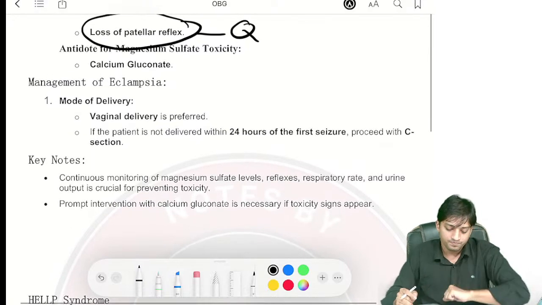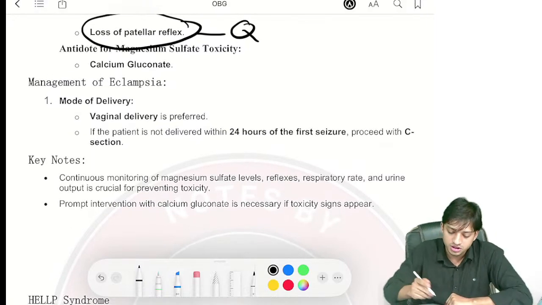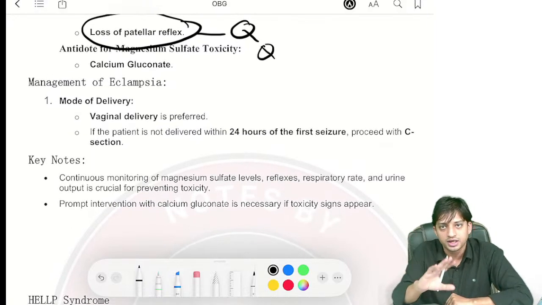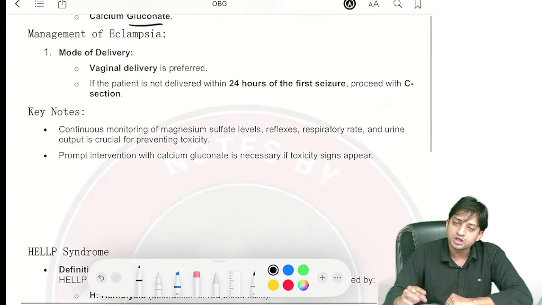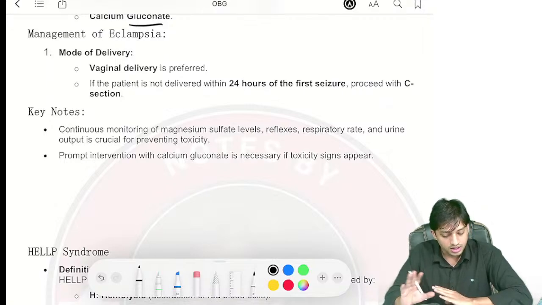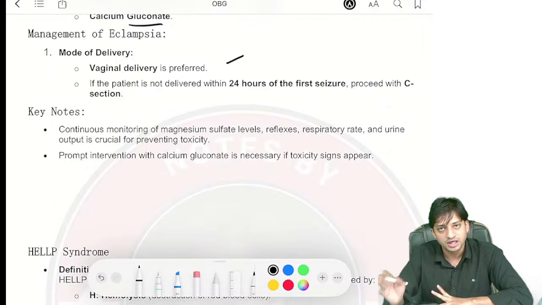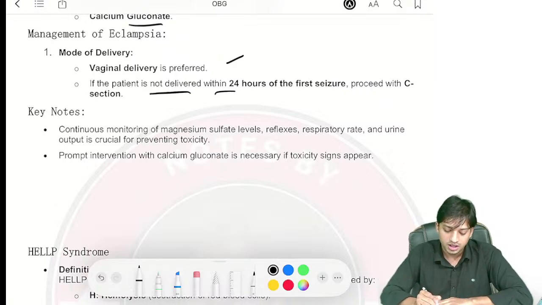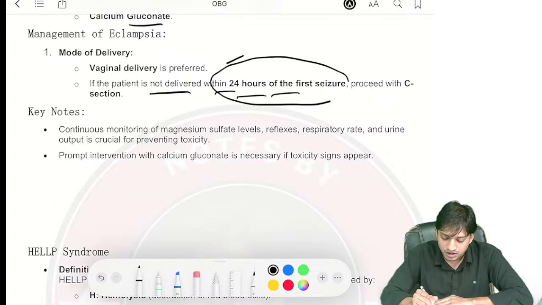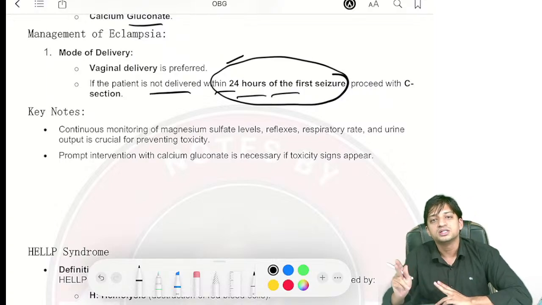Now come here. The antidote for magnesium sulfate toxicity, they have asked you from the pharma part, integrating pharma and gynae, is calcium gluconate. Now come here to the management of eclampsia. Nothing, just terminate the pregnancy. Vaginal delivery will be preferred. If the patient is not delivered within 24 hours of the first seizure, proceed with C-section.